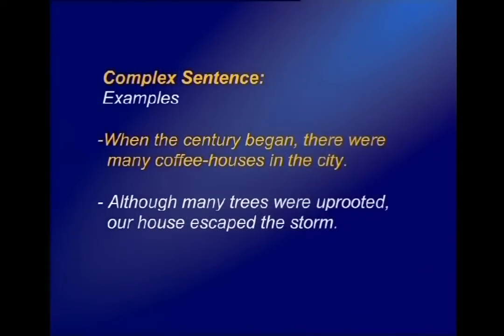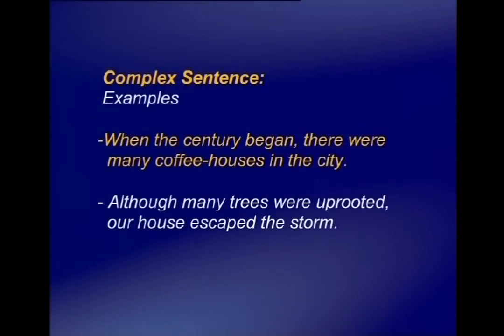Now, we'll turn to the 3rd type of sentence, and that is the complex sentence. As you've already learned, a compound sentence is made up of two or more complete thoughts. Each thought should stand alone as an independent statement. A complex sentence, on the other hand, includes one independent statement or clause and at least one dependent statement which cannot stand alone.